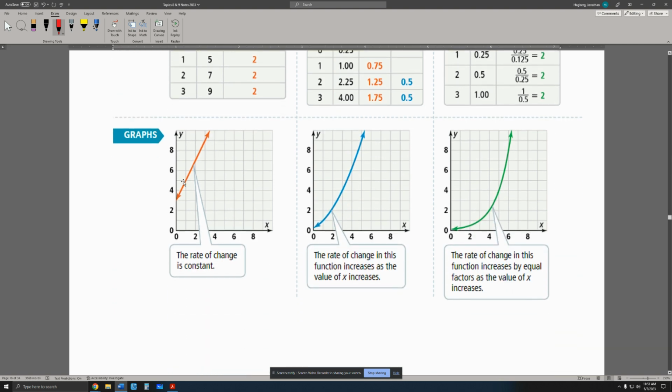Graphically, we see the constant rate of change for linear. It's a straight line. For a quadratic, we see that it's a U shape or it's that curved shape. And then finally, for exponential, it's also curved, always increasing or decreasing, and it approaches an asymptote. Okay? So these have been our notes here on 8.5 linear, exponential, and quadratic models.